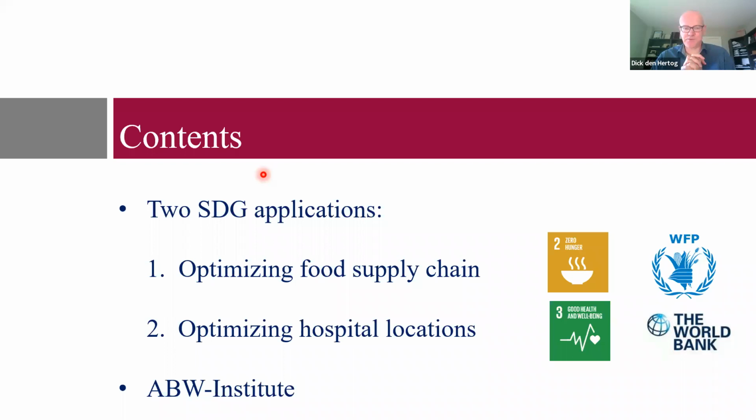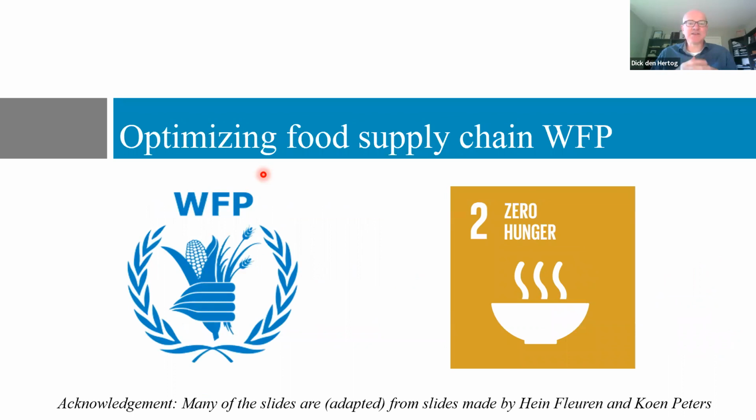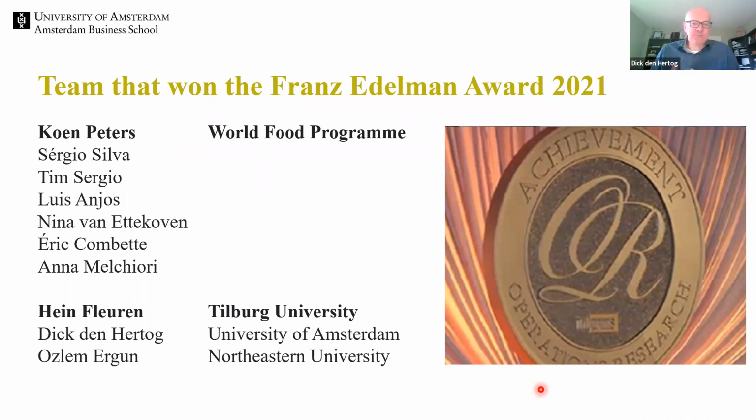So let's start with optimizing the food supply chain of the World Food Program. Again, this is together with the World Food Program, and it is on the second SDG, Zero Hunger. An acknowledgement: many of the slides are from Hein Fleuren and Koen Peters. In fact, Lindsay already told you that we won the Edelman Award for this in 2021.